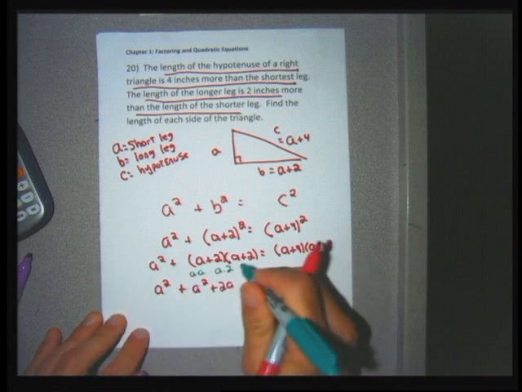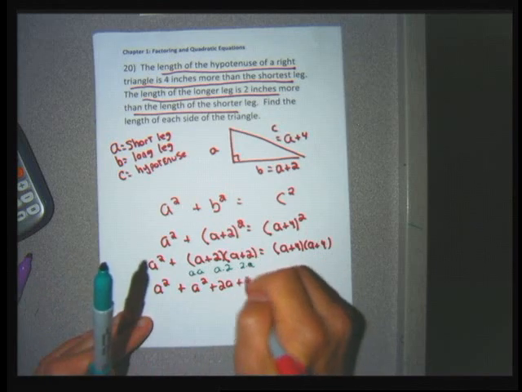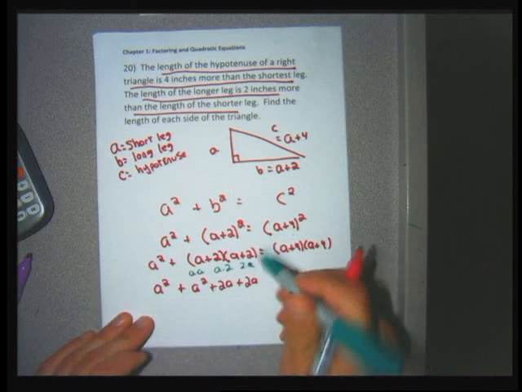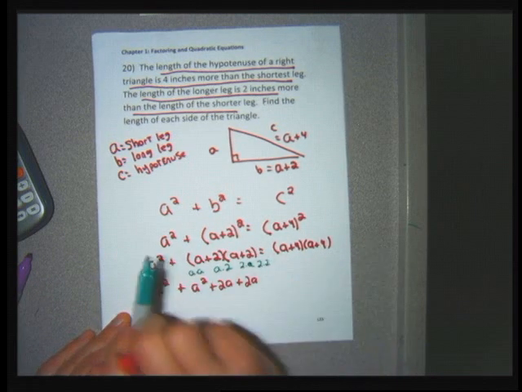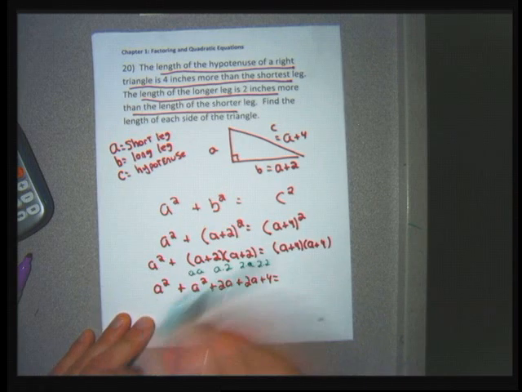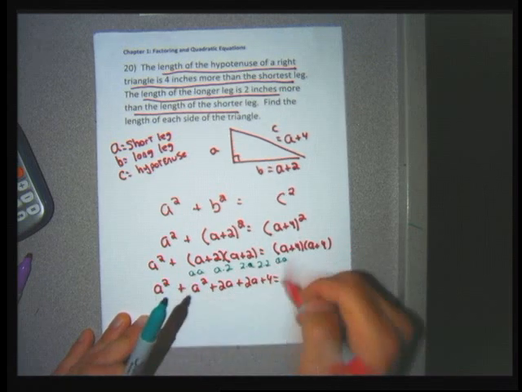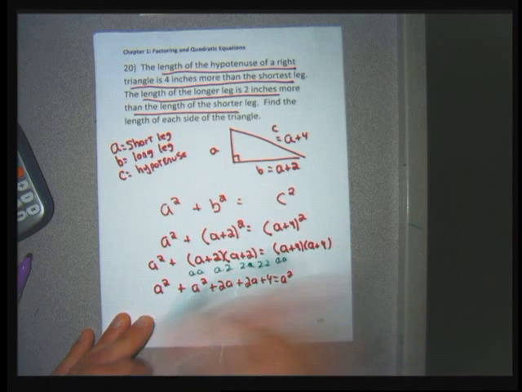Inners, 2 times A, which are going to give me another positive 2A. And lasts, 2 times 2, which is going to give me a plus 4. Bring down my equal sign, FOIL the other side. The other side, firsts are A times A, which is A squared.